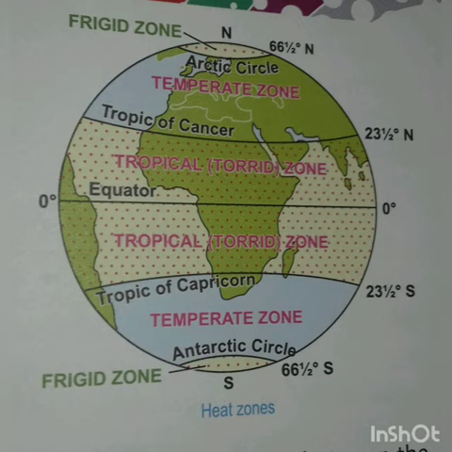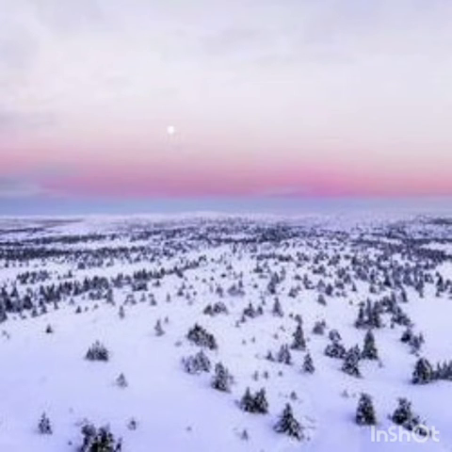Okay, and now I am telling you about the Frigid Zone, the area that lies to the north of the Arctic Circle, 66.5 degrees north, and the south of the Antarctic Circle, 66.5 degrees south, till the poles. This zone is also called the Tundra Region. The climate of this zone is very cold because the sun's rays are slanting and give very little heat. Here the summers are short and the winters are long. This zone is famous for its midnight sun.